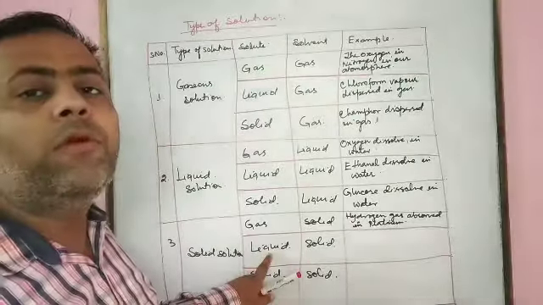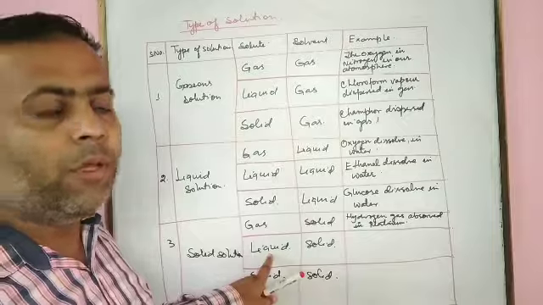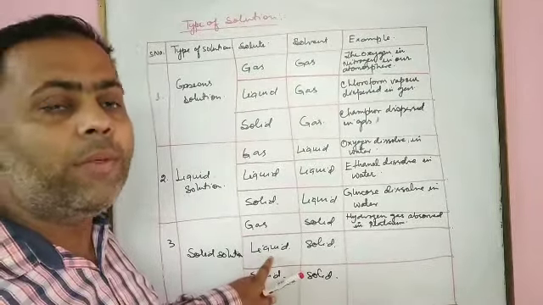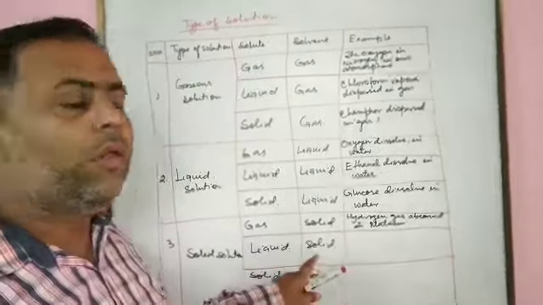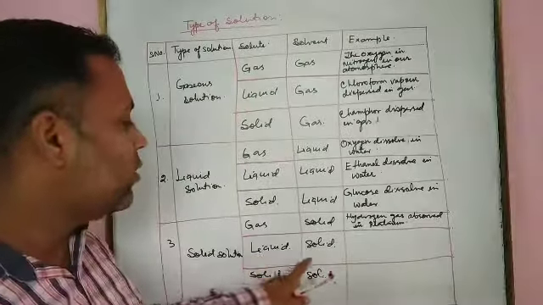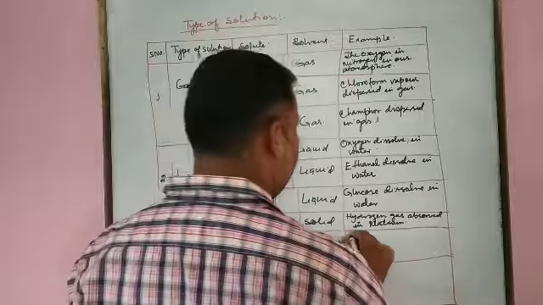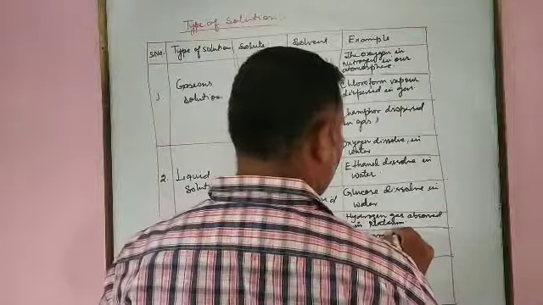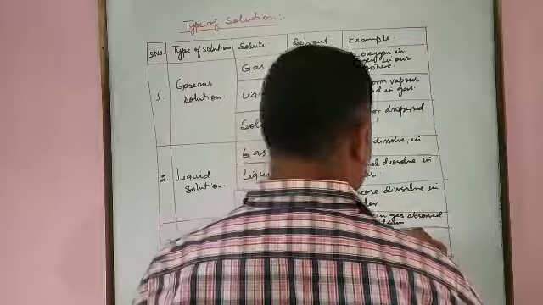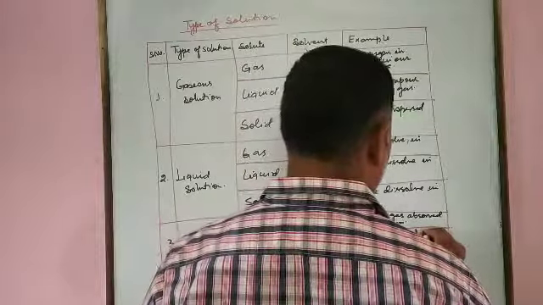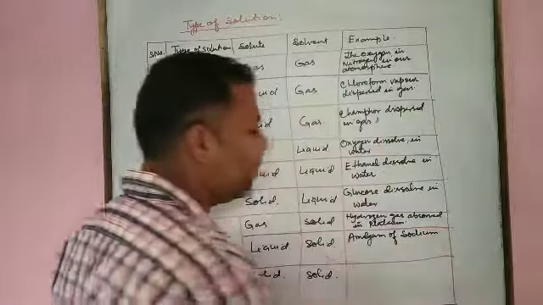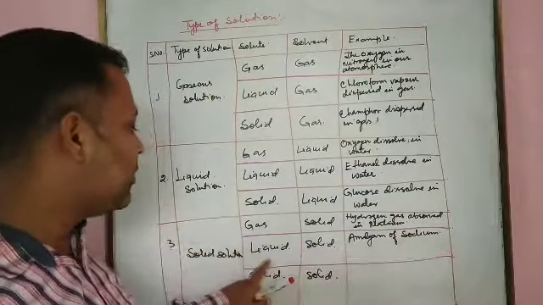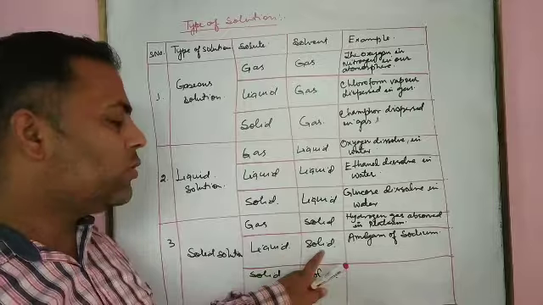The amalgam of mercury with sodium. It means when liquid mercury is dissolved in sodium metal, then it forms a liquid in solid solution. The amalgam of sodium is an example of liquid in solid solution.